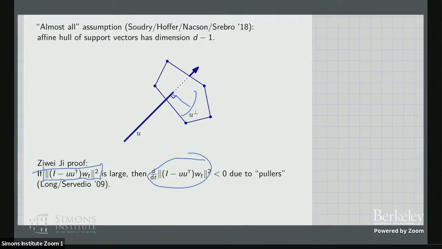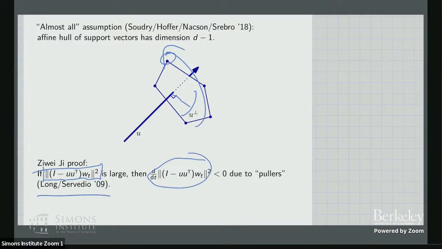It actually reminds me of another old idea, because I've just been throwing around a lot of old ideas. There's a proof by Phil Long and Rocco Servedio about convex potential boosters being sensitive to noise. They had a very different construction, but it had a similar intuition. They call them pullers, and they pull you back. I'm just throwing out a lot of older papers.